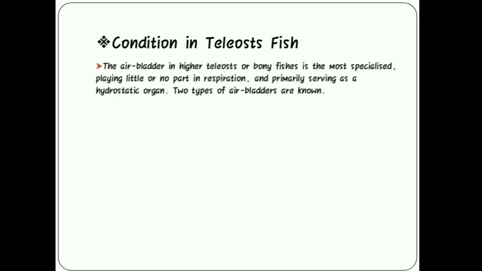Now we are discussing the condition in teleost fish, meaning bony fish. The air bladder in higher teleosts or bony fishes is the most specialized, playing little or no part in respiration, serving as a hydrostatic organ. Two types of air bladder are known. In the bony fish, the air bladder is a more specialized organ. It plays a role as a hydrostatic organ and is only slightly used for respiration.